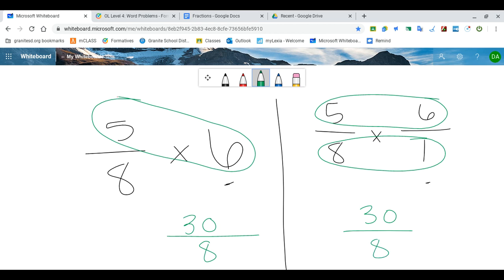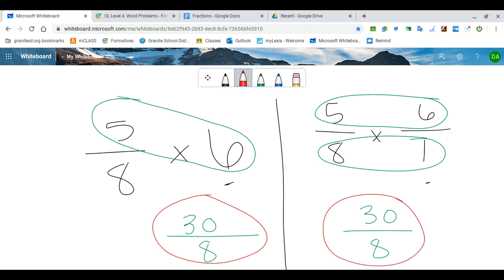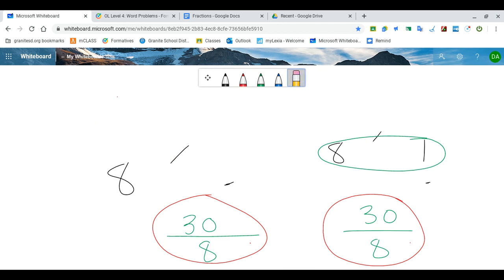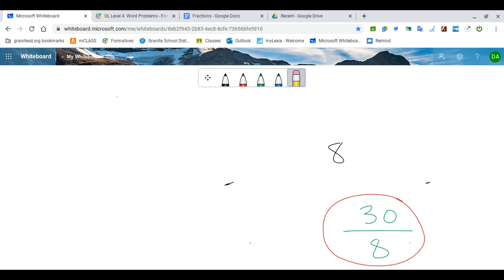And you can see in both methods, I got the same answer. So it just depends which way you prefer, but that would be my answer. These both are in an improper fraction. So this is an example for maybe questions 1, 2, or 3. Let's jump into our next example that would be good for questions 4, 5, or 6, which will be a mixed number.